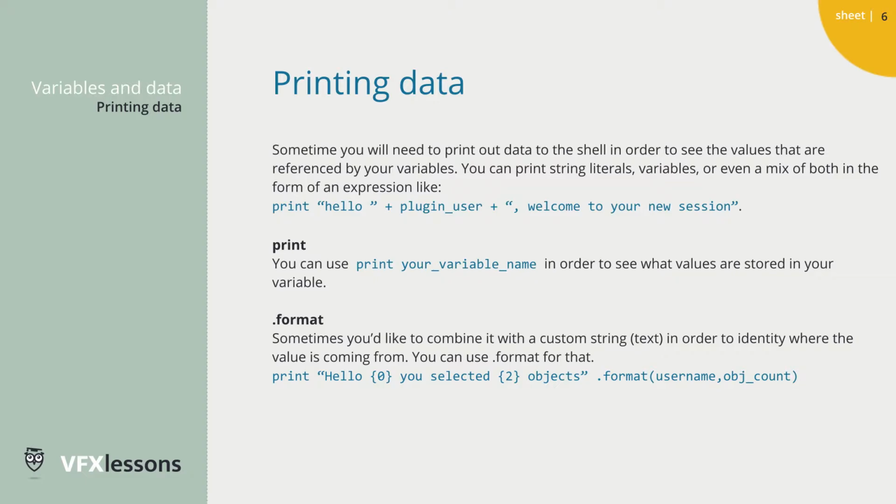So to recap that real quick, sometimes you will need to print out data to the shell in order to see the values that are referenced by your variables. And you can print string literals and variables, or even a mix between both in form of an expression, like you see here. So the print function, you can use the print your variable name in order to see what values are stored in your variable. And you can use the .format function, because sometimes you would like to combine it with a custom string or text in order to identify where the value is coming from, how it was originated in the first place. And you can use the .format for that, like you see in the example below.